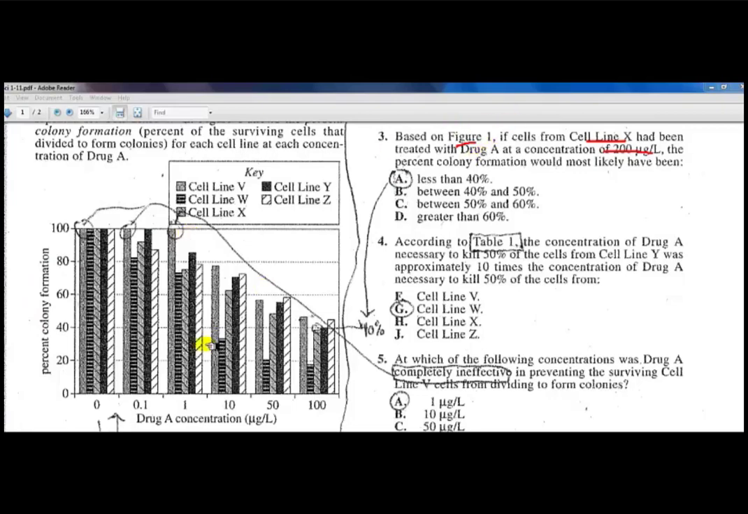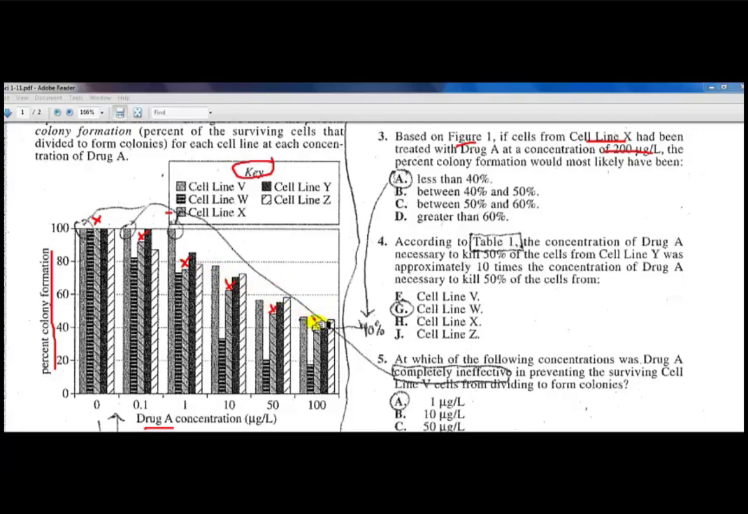Second thing we need to do is, if you look in the x-axis, you see the concentration is down here. The y-axis here is the percent colony formation. Here's the key. We are looking for cell line X. Here is cell line X here. It is the shaded region with the lines through it. If you look over here in 0%, here is cell line X here. Here it is here. And so forth as we continue on down.